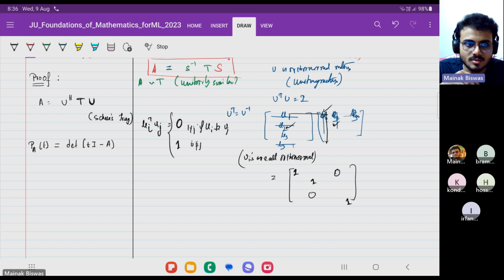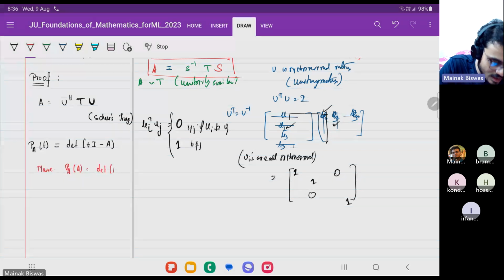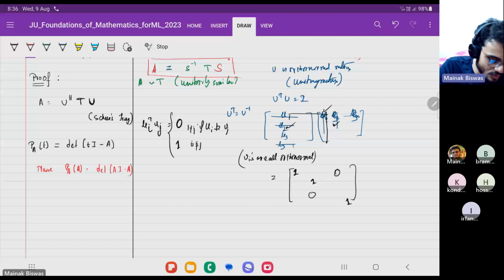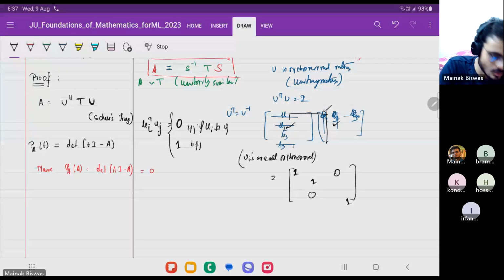So a naive person would say, just put A here. So what will you get? You'll get AI minus A, and you'll say this is 0, right? Because the determinant of a 0 matrix is 0. But can you tell me what is wrong over here? This is wrong. Why is it wrong?